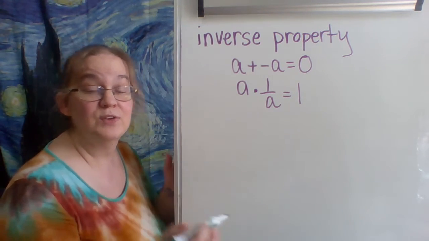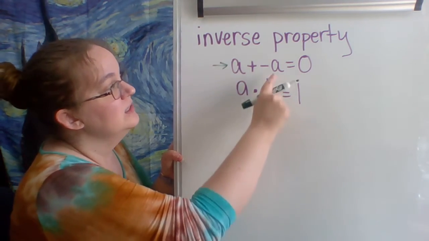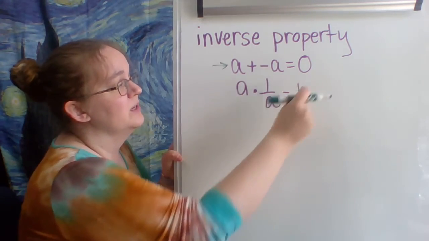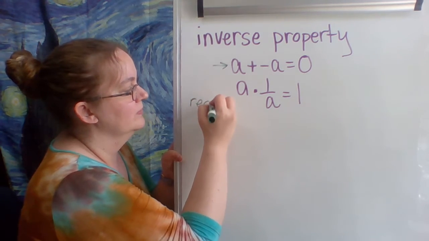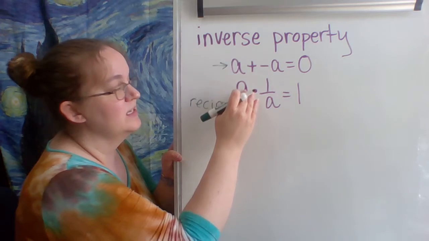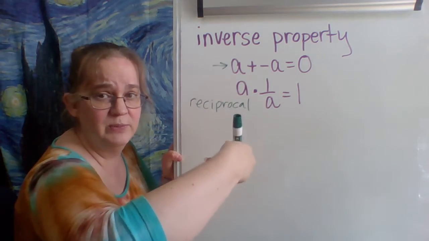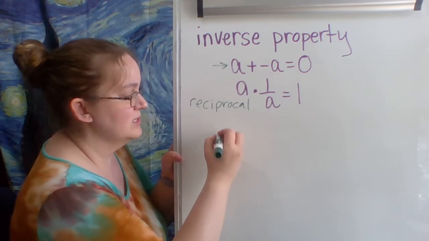So the inverse property is using the opposite. When we're talking about addition, I'm using the opposite of A. When I add it together, it gives me 0. When I'm talking multiplication, I use the reciprocal, which means that I'm taking the number and putting it over 1. If it's a whole number, if it's something like 2/3, I'm flipping it. But then when I multiply those, it comes out to 1. So let's look at some examples.